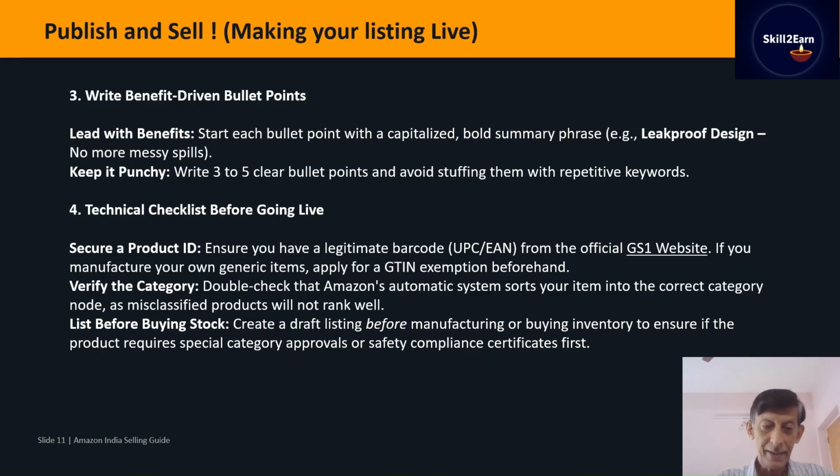There is a technical checklist also. Most of this is required by manufacturers, but ensure you have a legitimate barcode from the official GS1 website. If you are a manufacturer of your own generic items, then apply for a GTIN exemption beforehand. There are so many complications in this. If you are a manufacturer, there are multiple other licenses required. So obviously you can read the slides in detail, but I will not be covering it while talking because they may not be applicable for everybody.